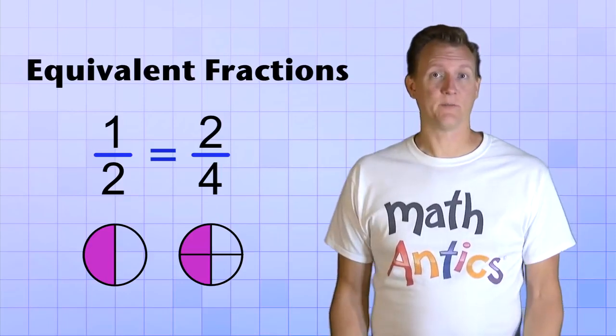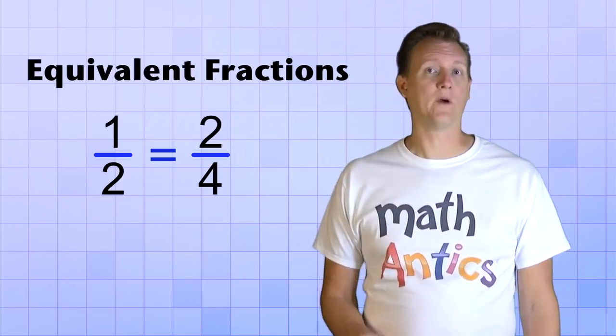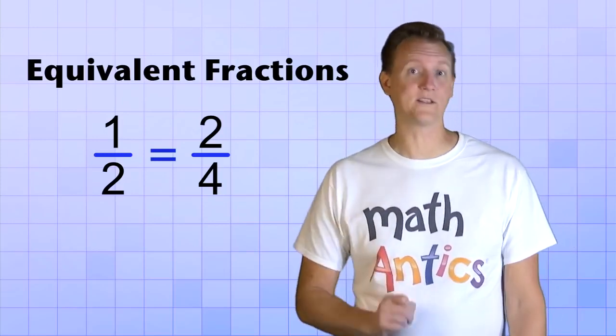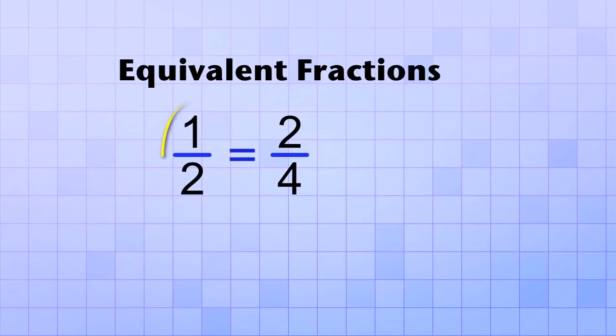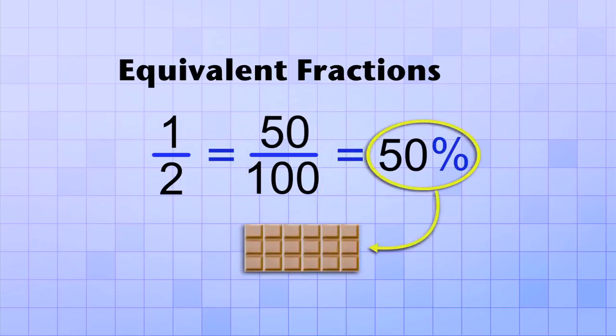And that's how percents can be used even if the total isn't 100. A percent is an equivalent fraction that tells you how much you'd have if the total was 100. In the case of 1/2, another equivalent fraction would be 50 over 100 because 50 is half of 100. But as you learned in the last video, 50 over 100 is a percent. That's why 50% of a candy bar is the same as half of a candy bar.